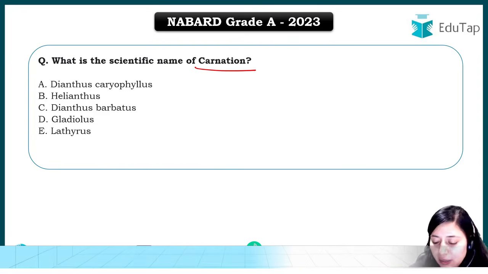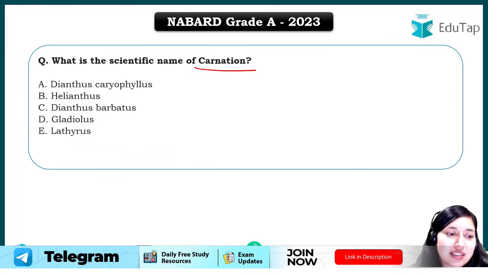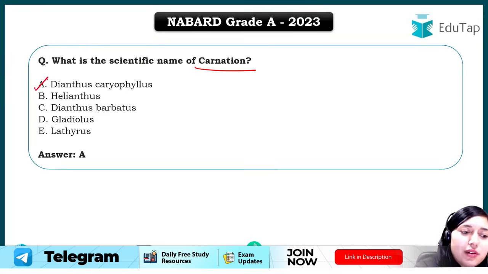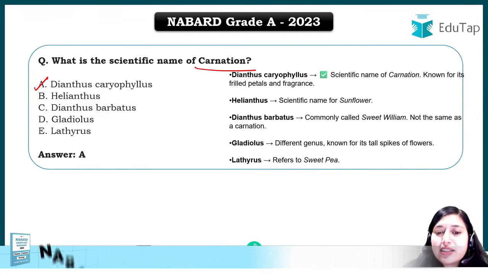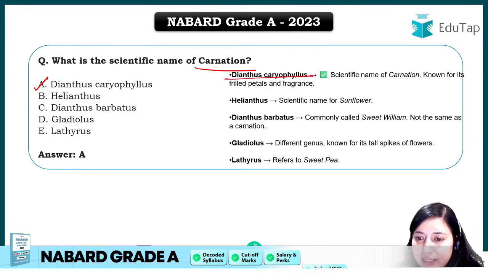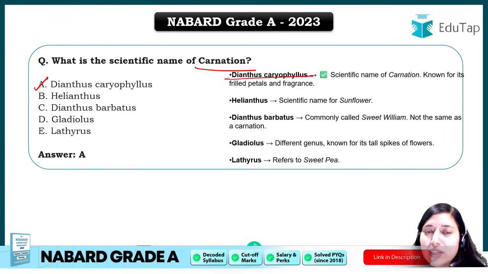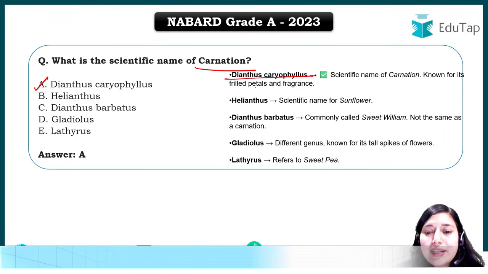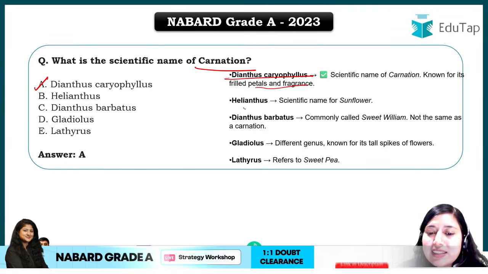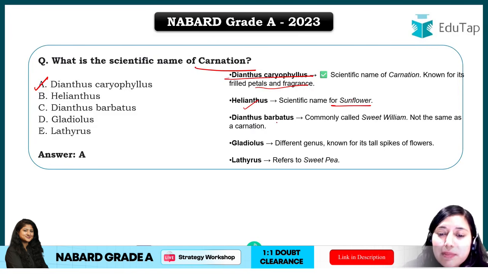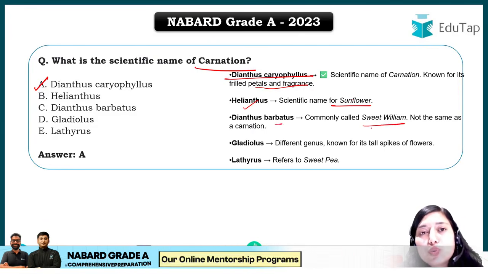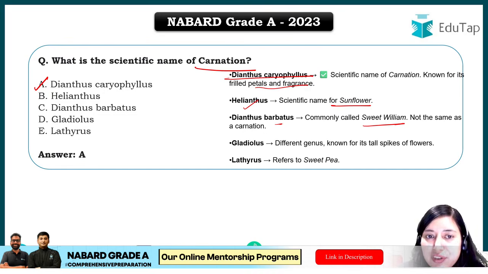So the scientific name of this flower, as the options are given, Dianthus caryophyllus, Helianthus, Dianthus barbatus, Gladiolus, Lathyrus. The answer for this question is Dianthus caryophyllus, as the scientific name of carnation is Dianthus caryophyllus. Okay? This is a flower which is known for its petals and fragrance. Now Helianthus is basically the scientific name of sunflower, and Dianthus barbatus is the scientific name of sweet william. It's not carnation, it's different from carnation.